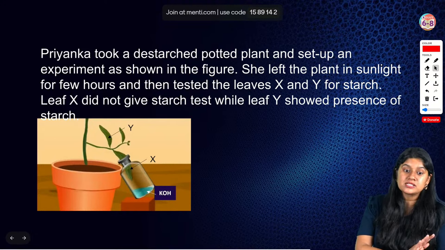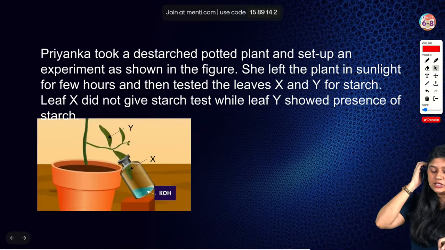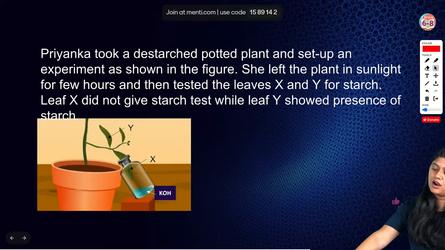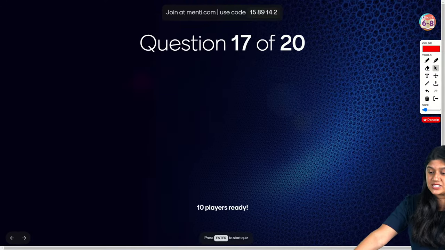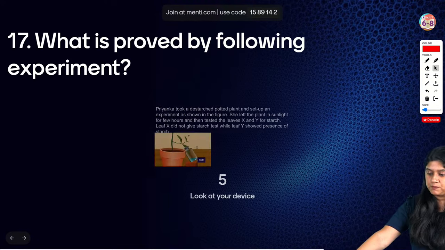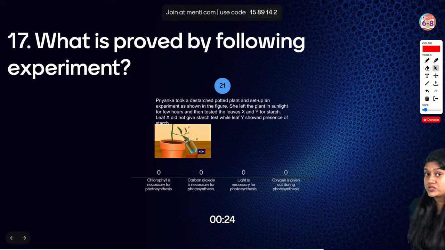We have to check the presence of starch. After the experiment, leaf X, which is inside the beaker, does not give the starch test. Everyone, let's take a look at question number 17 and answer based on that. I'm giving you the options. What is proved by the following experiment? Chlorophyll is necessary for photosynthesis, or carbohydrate is necessary for photosynthesis, or light is necessary for photosynthesis, or oxygen is given out during photosynthesis.